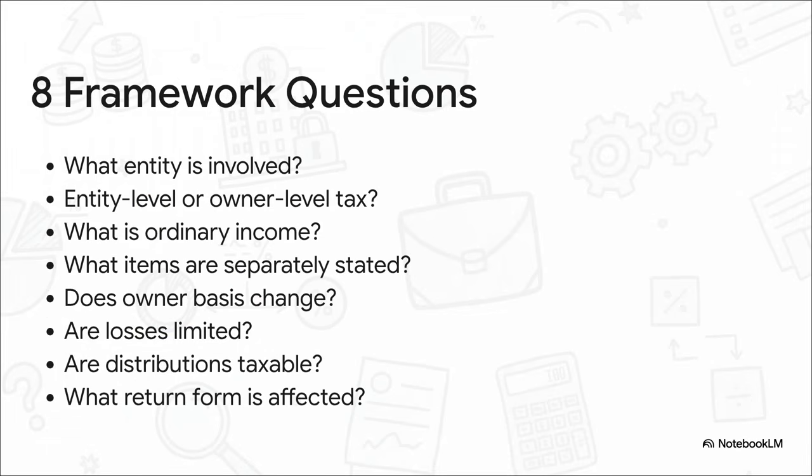To master Area V, you really need a rock-solid systematic approach. For every single simulation or multiple choice question you face, I want you to mentally run through exactly 8 core framework questions. Ready? First, what entity is involved? Second, is there an entity-level tax, or does the tax fall directly on the owners? Third, what exactly constitutes ordinary business income here? Fourth, what items must be separately stated on a K-1? Fifth, does this specific transaction change the owner's basis? Sixth, are the owner's losses limited by that basis? Seventh, is this distribution taxable? And finally, what return form or schedule is actually affected? If you can answer those 8 questions for any scenario they throw at you, you are gonna pass this section.